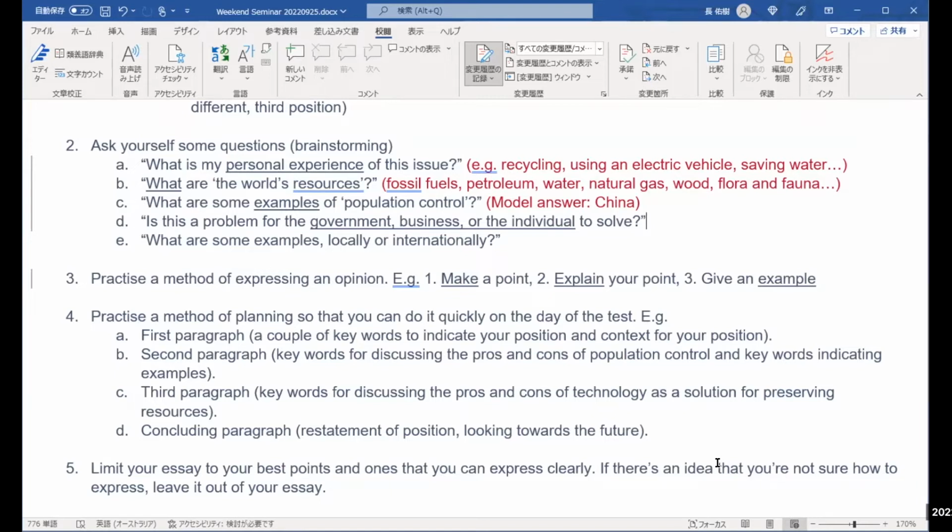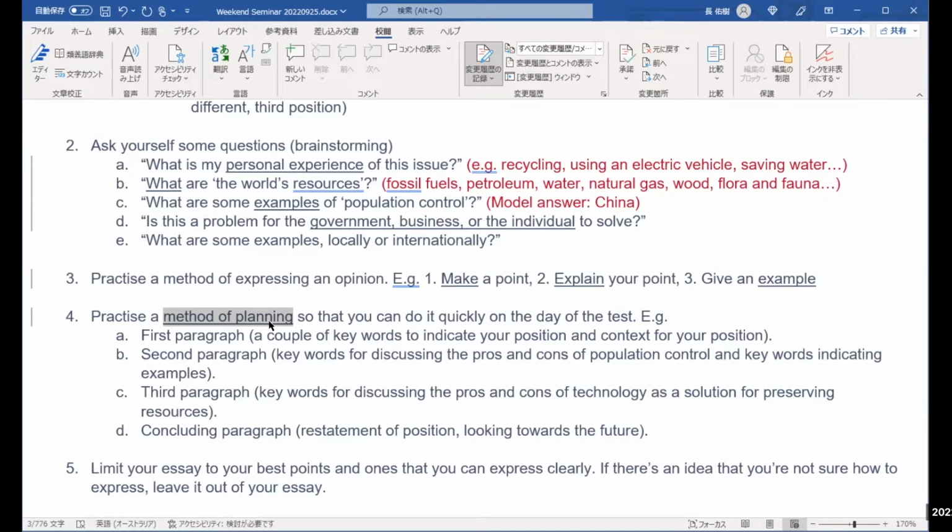So the 4th point here is you need to have a method, a methodology of planning. And that means you're able to do it quickly. Now, when you plan something, and this goes for your speaking test in IELTS as well, you don't write full sentences, right, in the 1 minute preparation part 2. You just write down key words. And a key word will give you a lot of information.